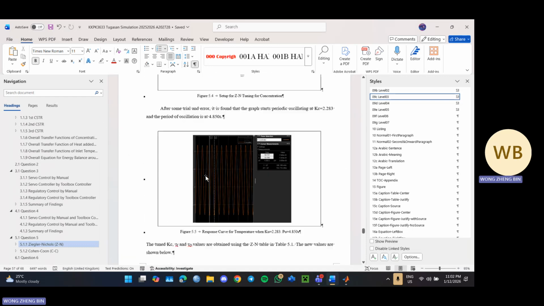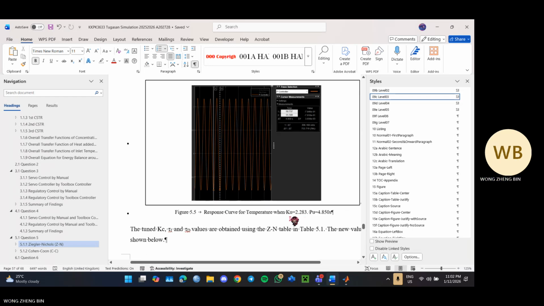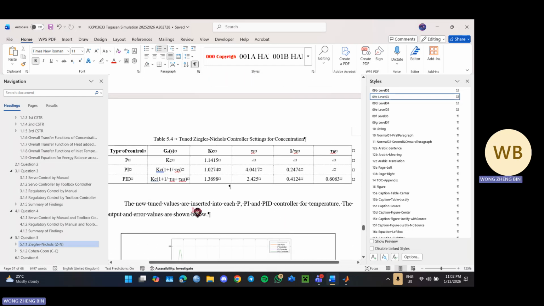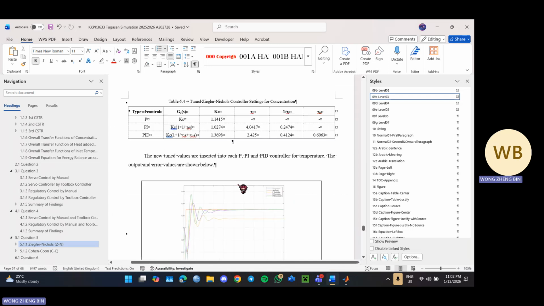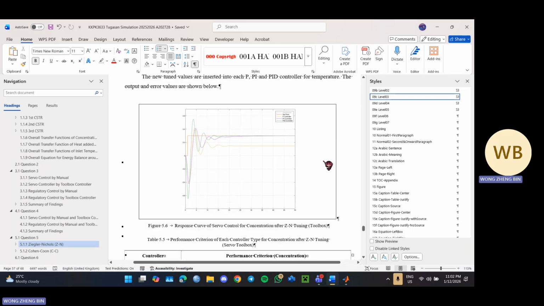We increase our gain to get this oscillatory graph, and then we find the peaks. We find the peaks to find the oscillatory period. So for this it is 4.85, and the ultimate gain is 2.283. And the tuned Ziegler-Nichols settings for concentration are like this. So when we insert this, we can get the response curve for servo control concentration after tuning.